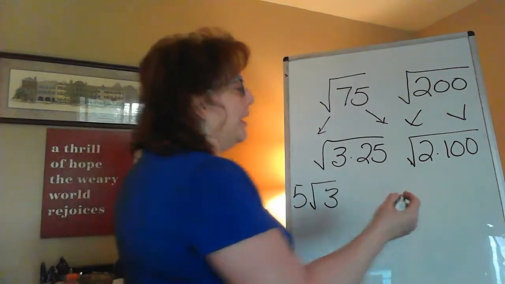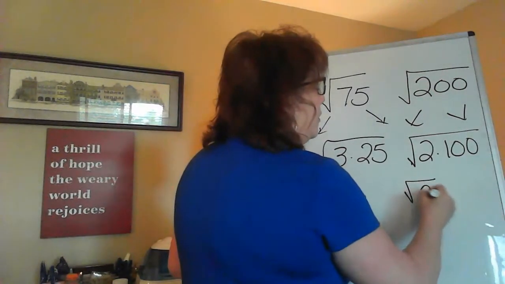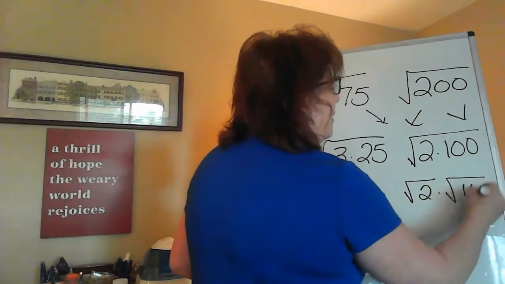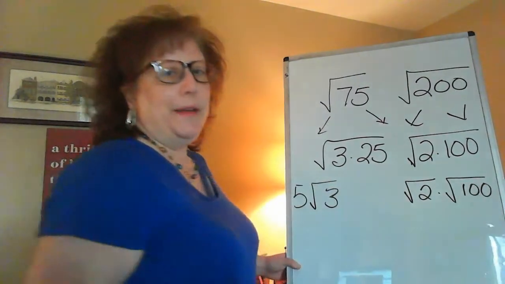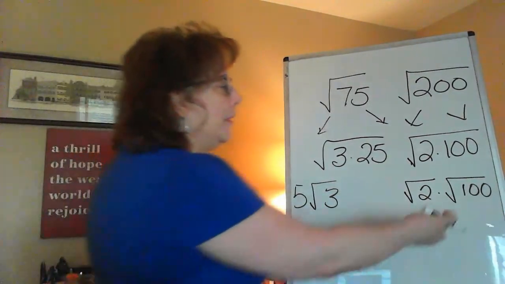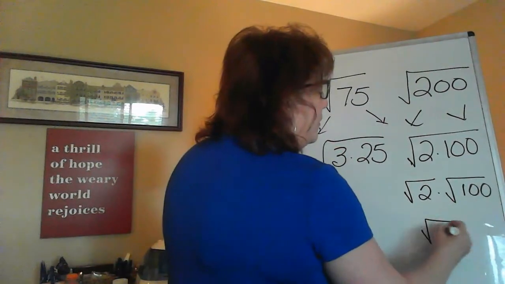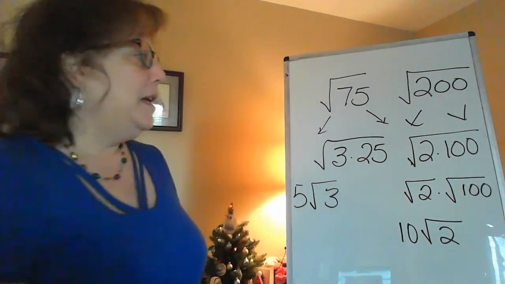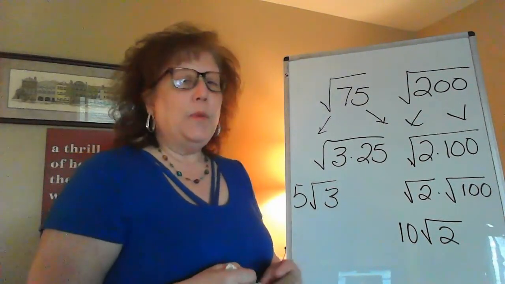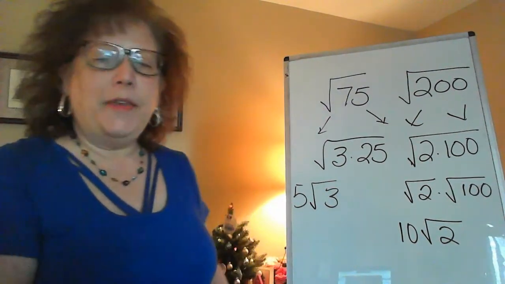We're going to do the same thing. Square root of 2 times the square root of 100. We can break this one out. It's kind of like breaking them out of jail. So we're going to break this guy out. And we're left with this 10 times the square root of 2 is the answer. So hopefully you remember how to do all of that.